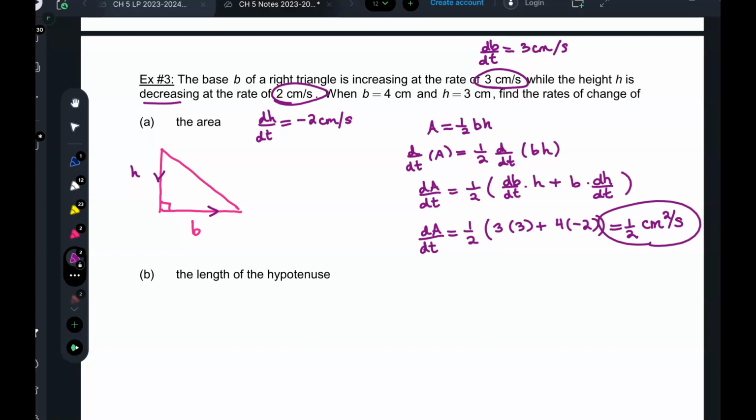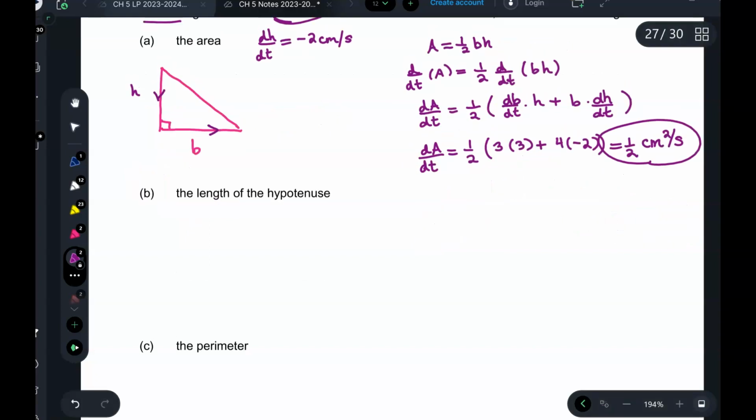What if it came out to like 10? That's a much bigger change in the area. That wouldn't happen with one side decreasing. Okay, so again, the section's called related rates. We're trying to see how the rates are related to each other.